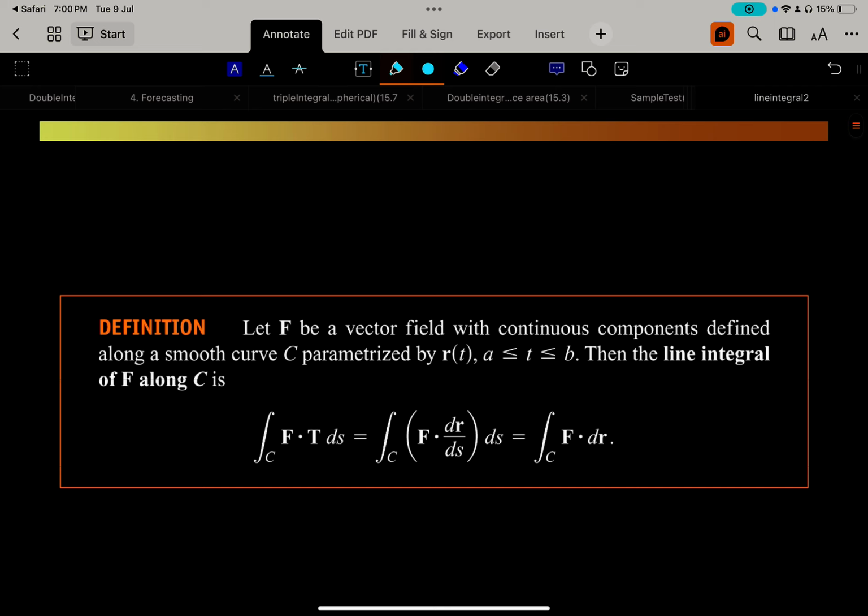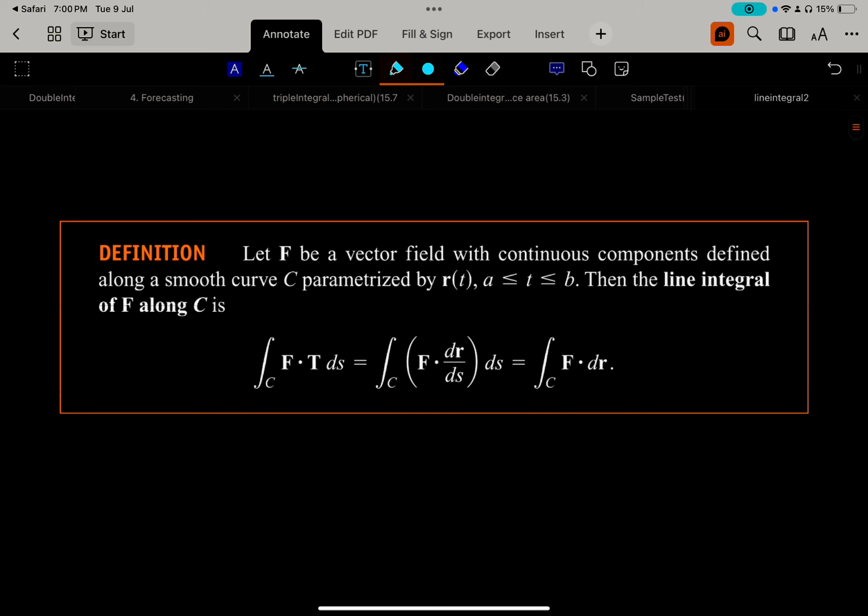Today we're gonna discuss the line integral, and we're gonna go over some definitions and also cover some related concepts and ideas related to the line integral. And so let's start with our definition. So this is our first definition here.